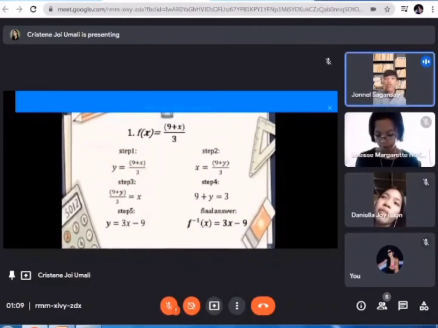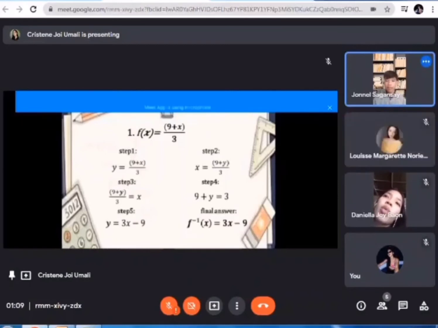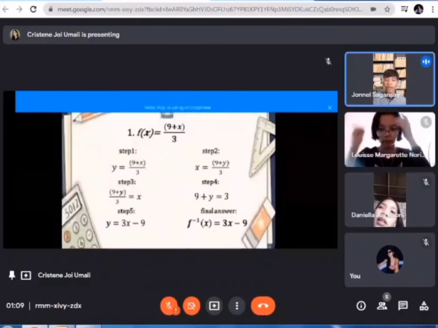Now we were going to solve the number 1 na inansiran ni Ms. Noriega. F of x equals 9 plus x over 3. The number 1 step is papalitan natin ng y ang f of x. Magiging y equals 9 plus x over 3. The second step is interchange the x to y. So magiging x equals 9 plus y over 3. The third step is ilalagay natin sa kaliwa ang 9 plus y over 3 equals x.